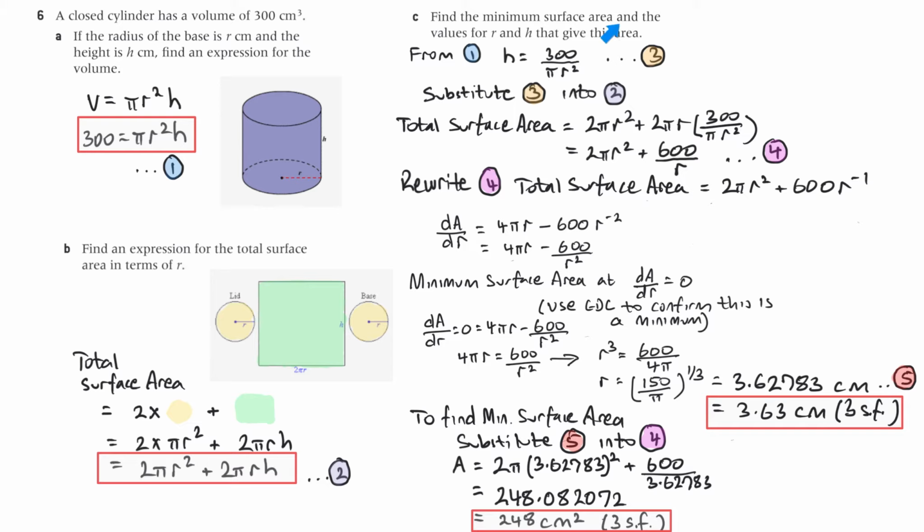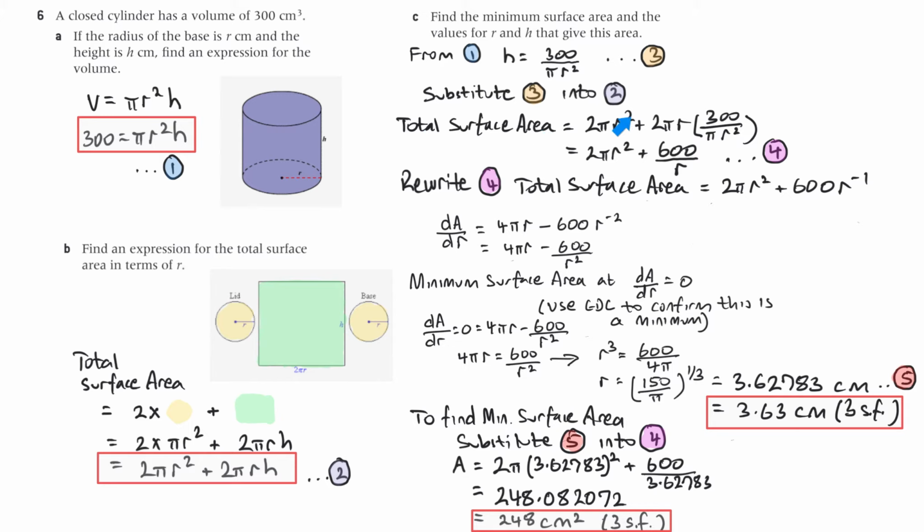C, find the minimum surface area and the values of r and h that give this area. Well, from this one here, we can get h in terms of r. So we've got h equals 300 on pi r squared. And we substitute 3 into 2. Okay, we want to substitute this h into an expression using just r. And we have that for ourselves here.